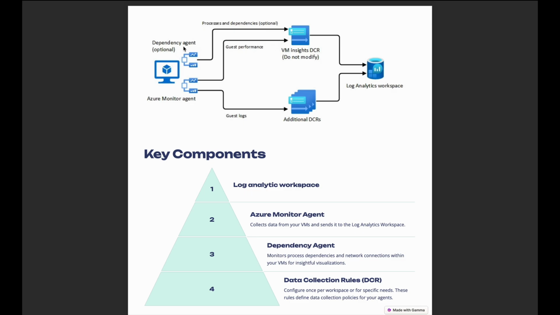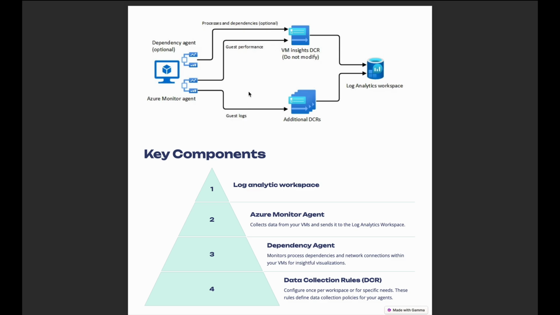That is, it depends on us if we want to use the map feature of the VM Insights. So the dependency agent first sends the data to the DCR, and the DCR sends the data to the workspace. Azure Monitor agent sends the guest performance data from the VM to the DCR and then to the Log Analytics workspace. We do not modify this DCR because Azure manages it.